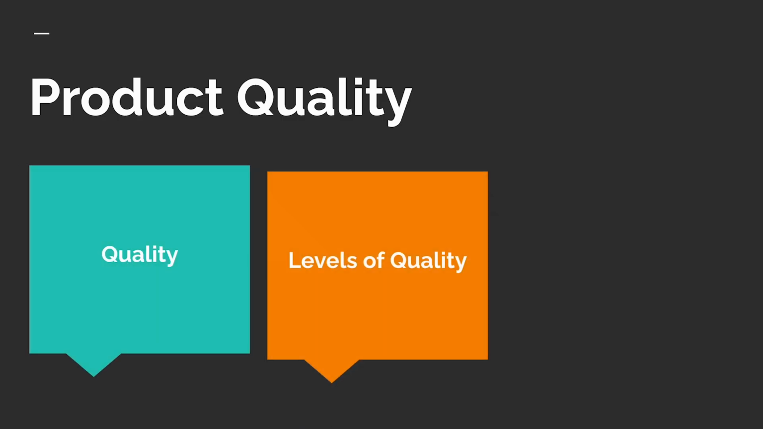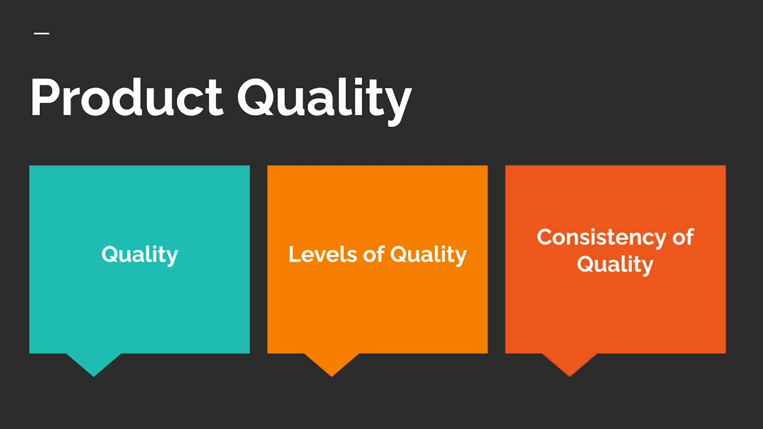Product quality can get broken down into 3 separate groups. Starting off with quality, it refers to the overall characteristics of a product that allows it to perform as expected and satisfy customer needs. As expected is important because quality means different things to different people. Then there's the level of quality.